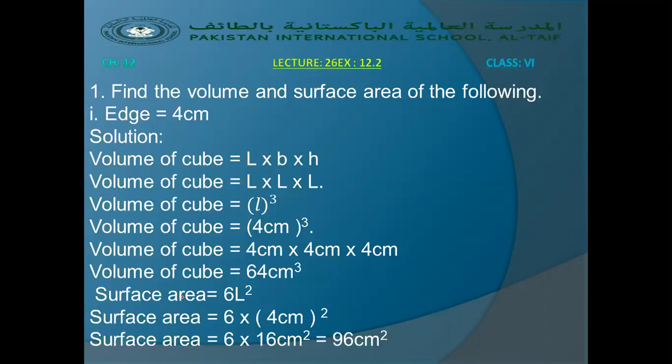Now, the second option, the second part of the question, surface area. Its value is equal to 6 times L square. 6 multiplied by the value of L, that is the same 4 centimeter, squared. 4 centimeter square means 4 fours are 16, multiplied by 6, it will be equal to 96 centimeter square.